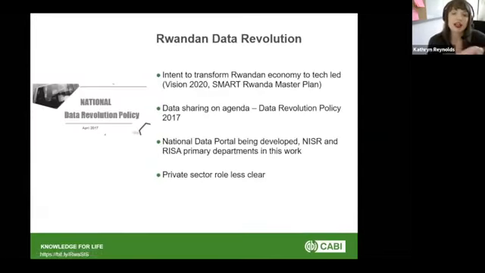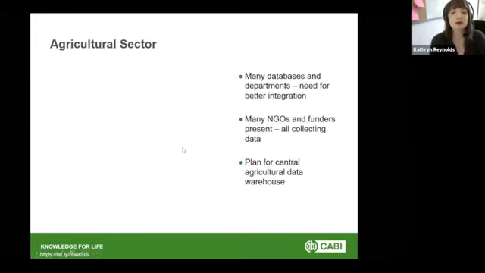So, just that broader national context. Charles mentioned in his introduction the Vision 2020 and the Smart Rwanda Master Plan. There seems to be a centralized push to transform the Rwandan economy to one that is digital tech led. And this led to this data revolution policy that we've brought up a couple of times.